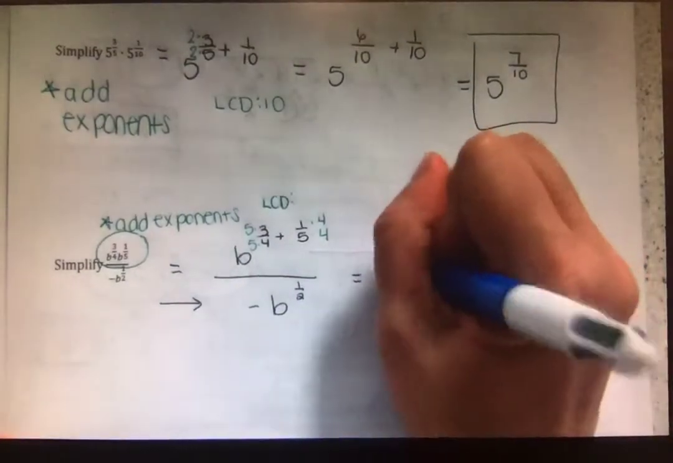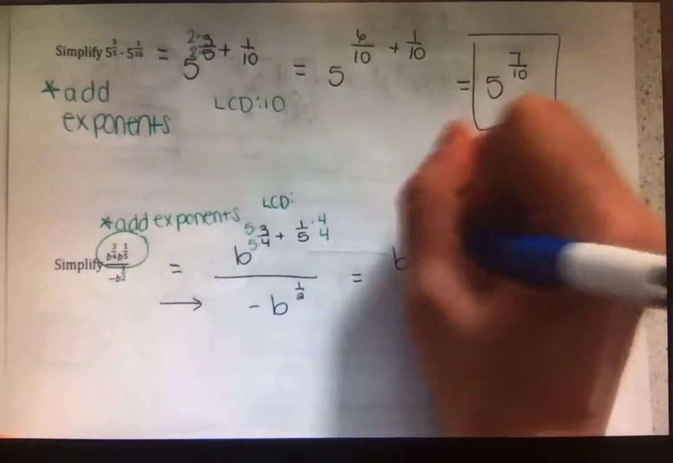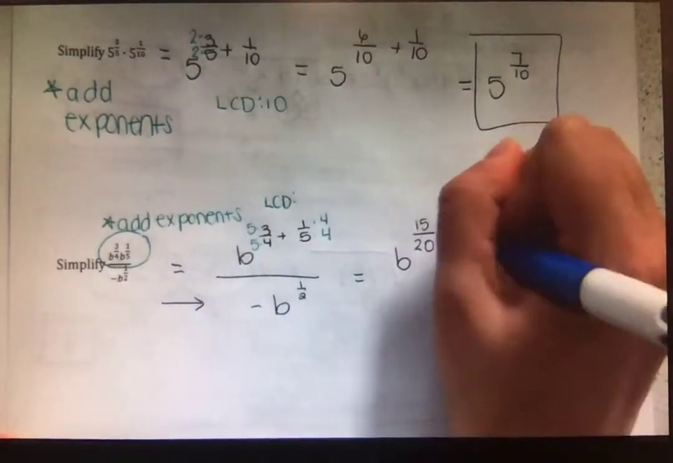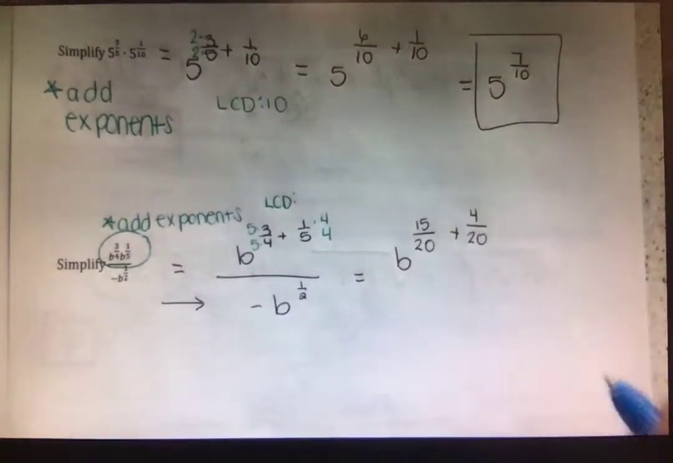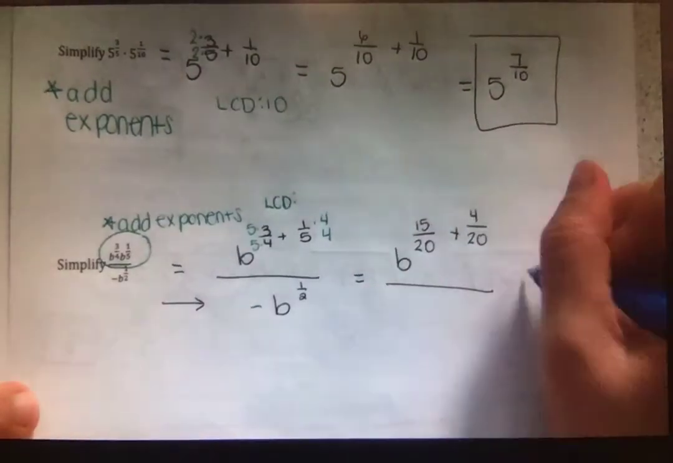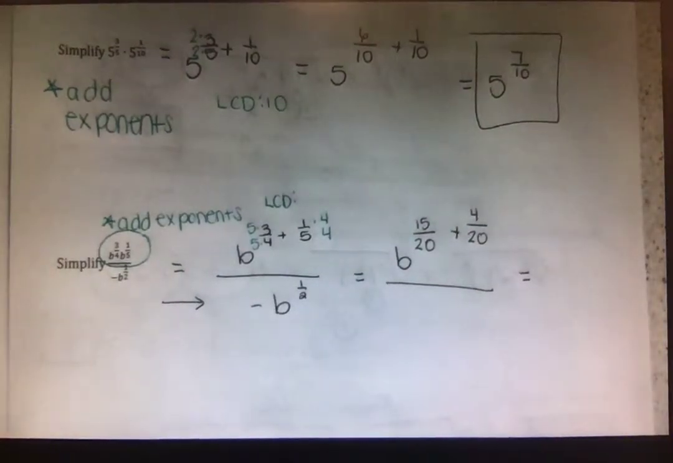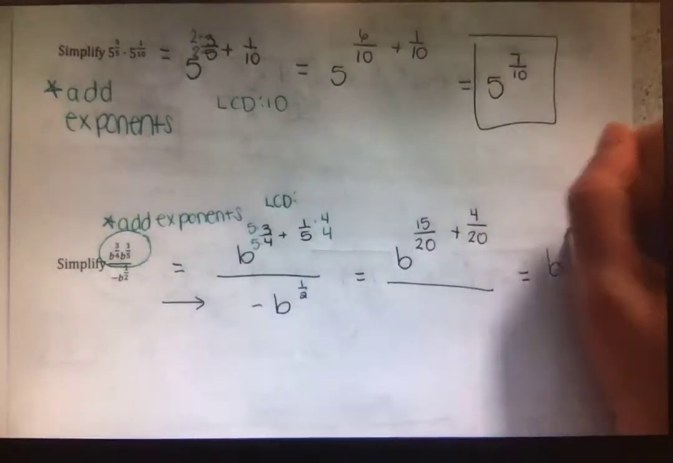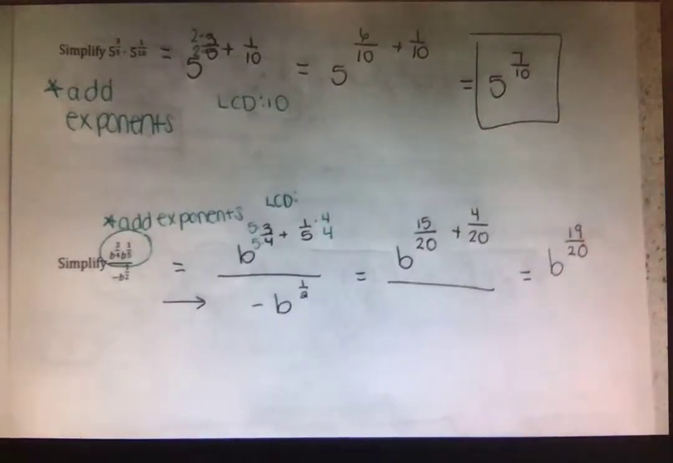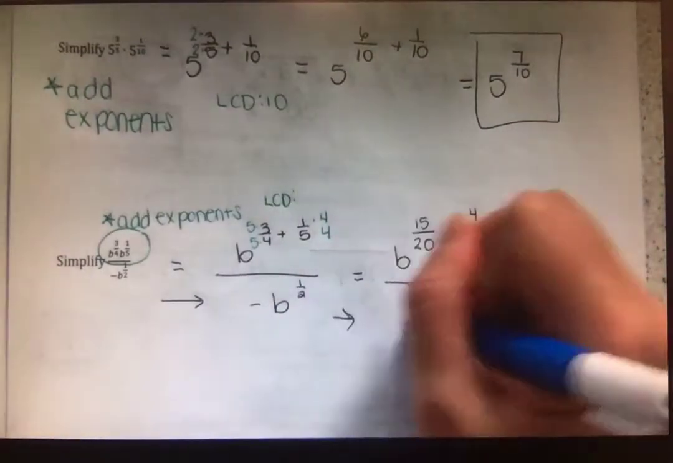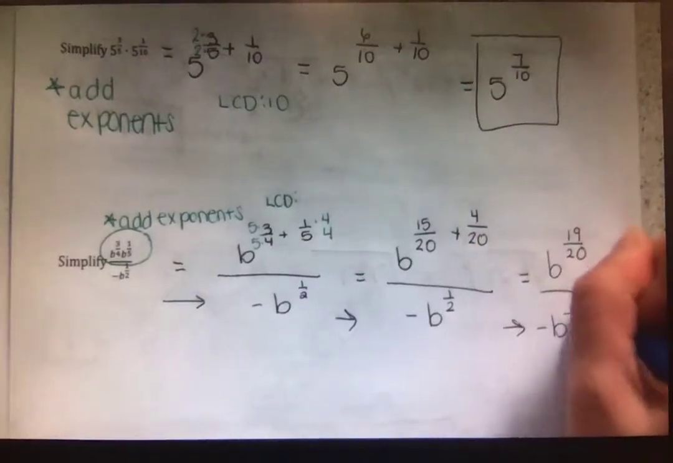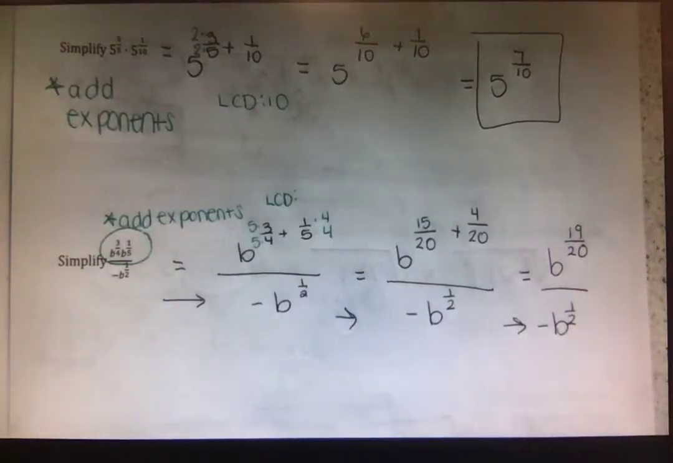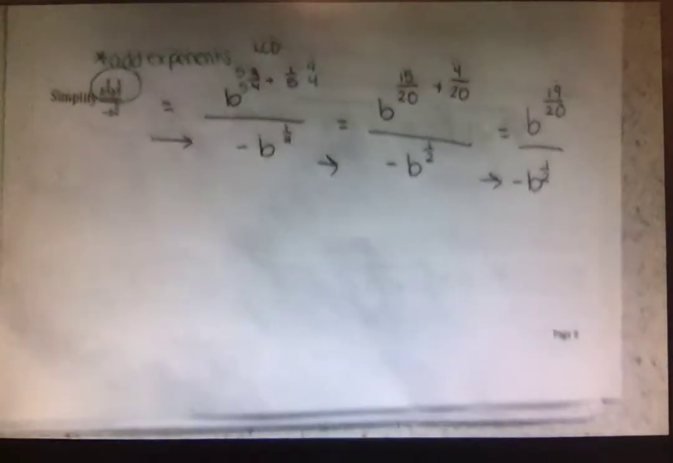So we're left with b, 5 times 3 is 15, over 5 times 4 is 20, plus 1 times 4 is 4, over 5 times 4 is 20. Now these are like terms. B to the 15 over 20 plus 4 over 20. That'll give us b to the 19 over 20. 19 over 20 cannot be simplified. We're still just bringing over this negative b to the 1/2 power. So because we simplified the top to b to the 19 over 20, the top's done.